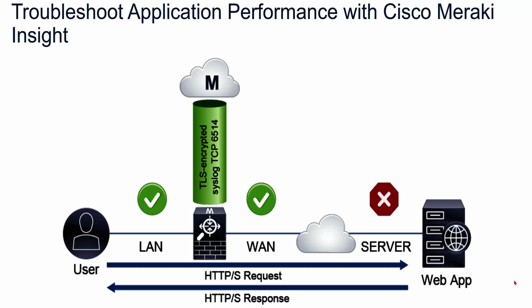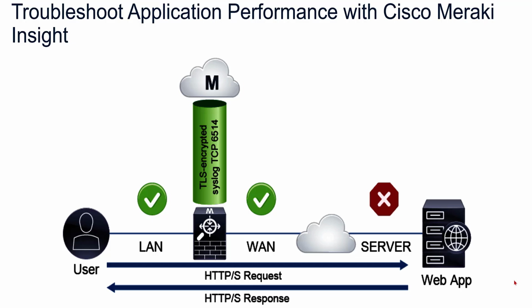What problems can we identify? Is the LAN clean? Is the WAN clean? In this case, yes, but the server is slow. So guess what? It's not your network. That's going to save you hours of troubleshooting and, well, probably stop some of the finger pointing as well, right?